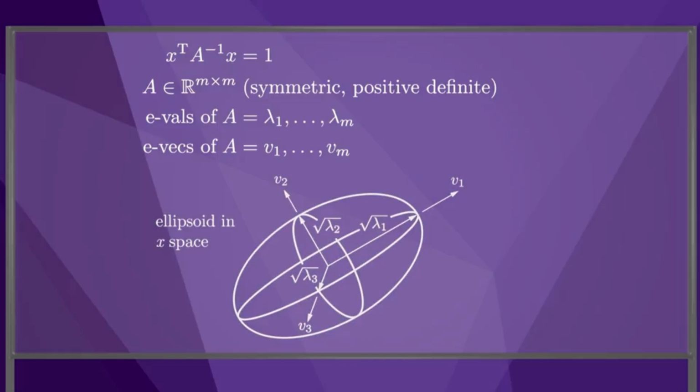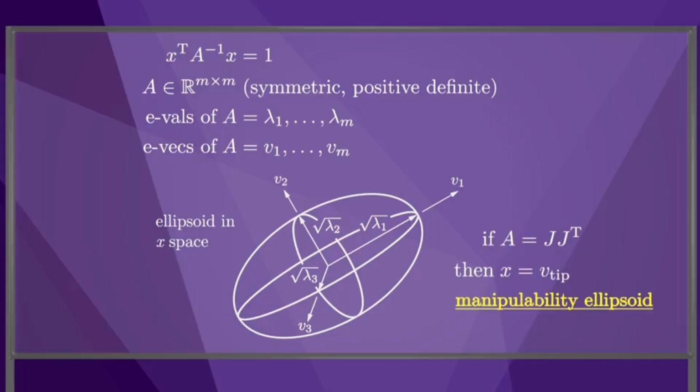In general, this ellipsoid is an m-1 dimensional surface in the m-dimensional space of x, but this figure shows the case where x is a 3-vector. The principal axes of the ellipsoid are aligned with the eigenvectors of A, and the half-lengths of the ellipsoid along the principal axes are the square roots of the eigenvalues.